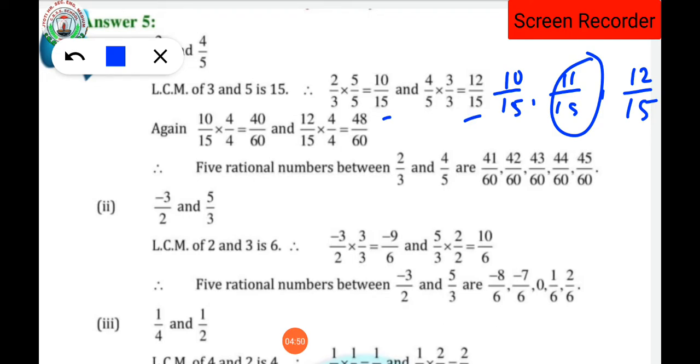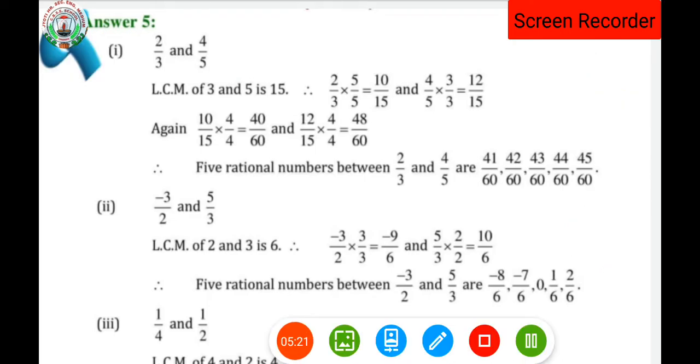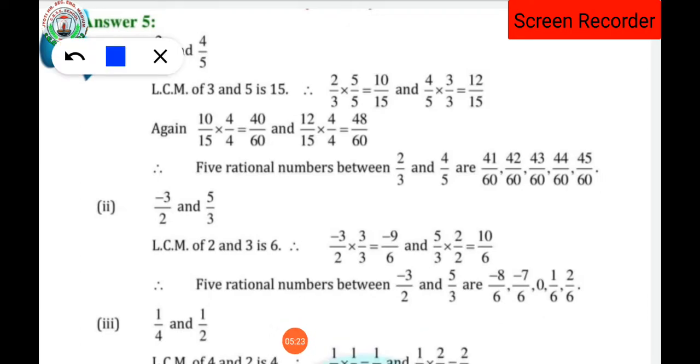Since we want 5 rational numbers between these two, what are we going to do? Yesterday in the previous video also I told you that you have to multiply the LCM by a greater number. Since here we have 15, suppose this 15 is multiplied with 2, we will get 30, isn't it? The same number will be multiplied with the numerator also. So I will show you, suppose the number we have is 10 by 15.